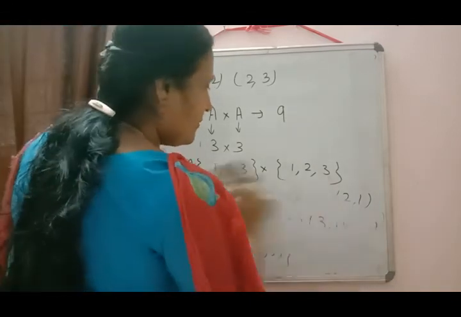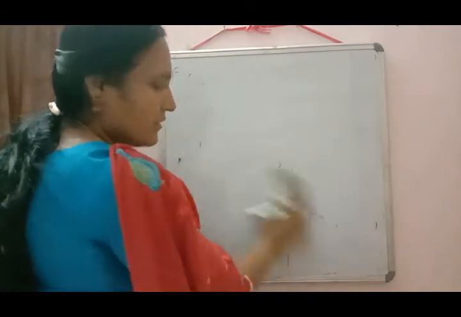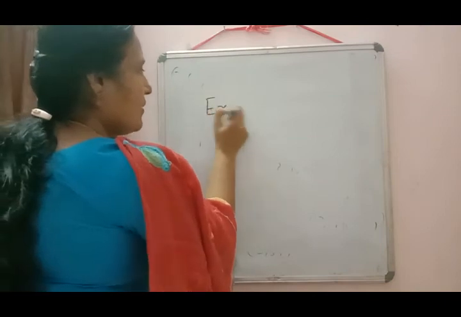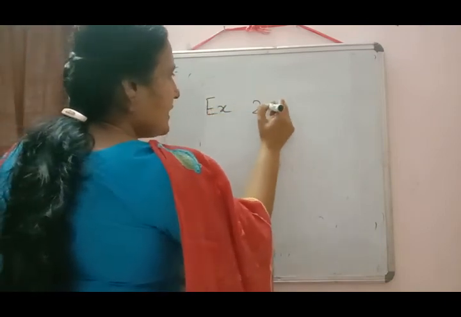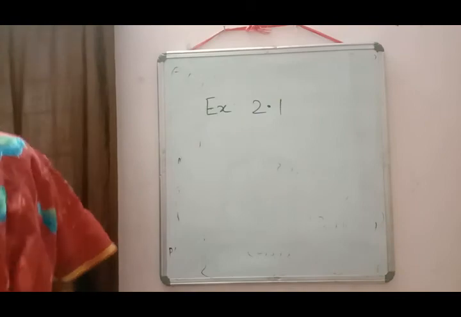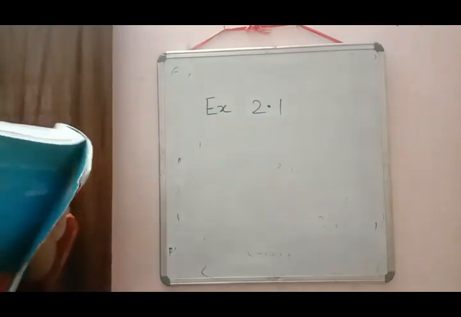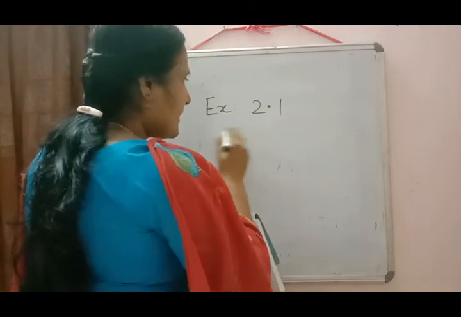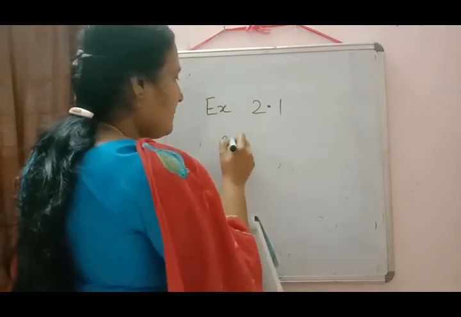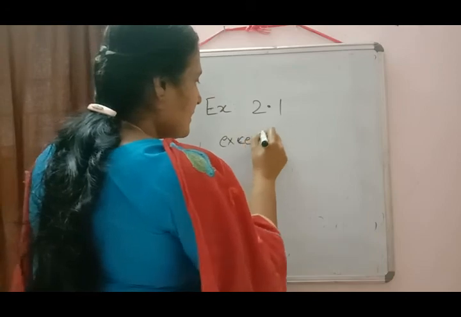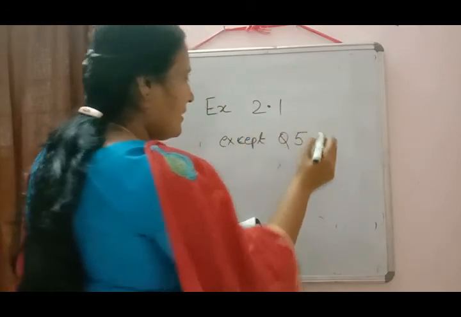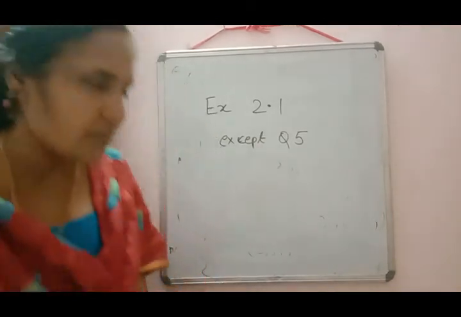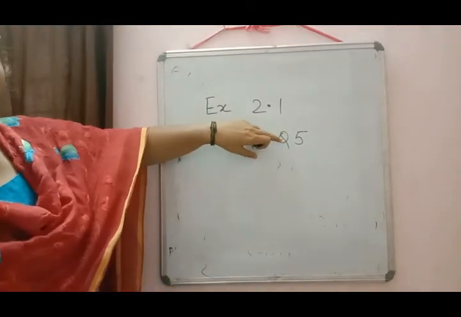Yes. So all of you note down your homework. Your homework will be exercise 2.1. Homework is exercise 2.1, and in exercise 2.1 you don't have to do question number 5. Rest all the questions you have to do in exercise 2.1 except question number 5.